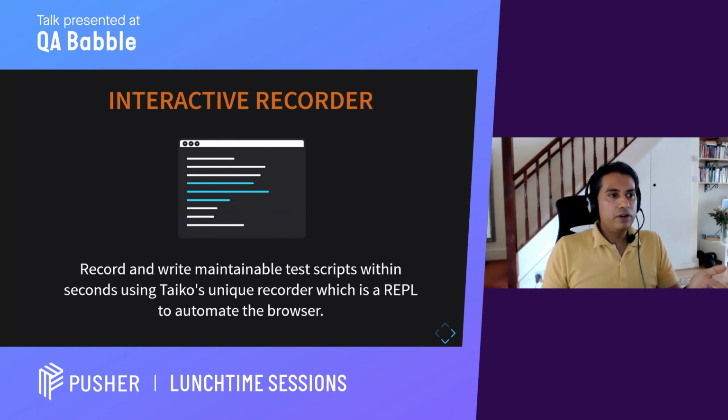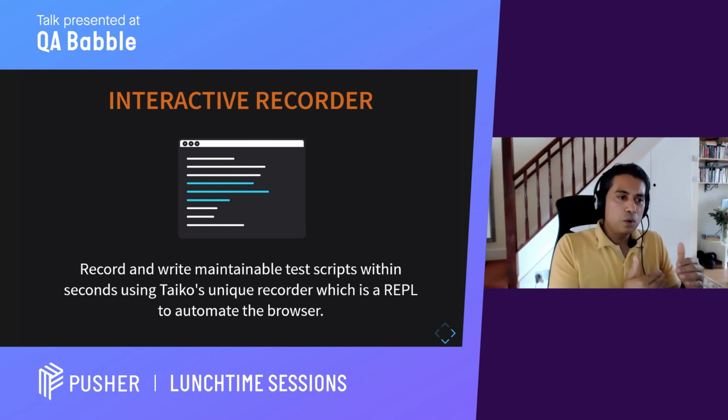Also, it's got an interactive recorder. As I showed on the Helium version, it opens a REPL mode. What that means is you can type code and see what's happening in the browser. This is quite powerful because traditionally we have to write the whole code, then run the code, then see what's happening in the browser, then go back to the code, modify it, and then run everything again from the start. But in Taiko, because it runs in the REPL mode, you can type a command and see exactly what's happening in the browser. In the demo, I will show you how it works.